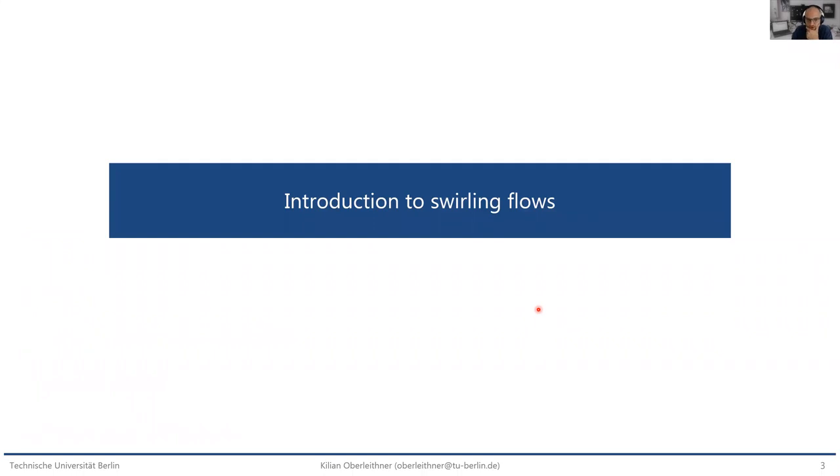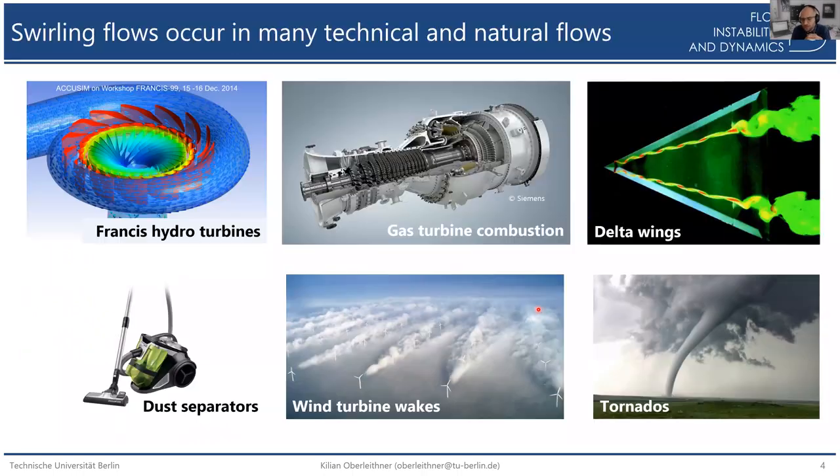So just to give you a very brief introduction here. Swirling flows are used in many different technical and natural flow applications. For instance, the Francis hydro turbine, gas turbines, delta wings, dust separators, wind turbines, and tornadoes. In my group, we're working on the problem of Francis turbines, hydro turbines, and gas turbines, as well as a little bit on the wake of turbines. And we have also some collaboration with people working on tornadoes. So we are in touch with some of these applications here.